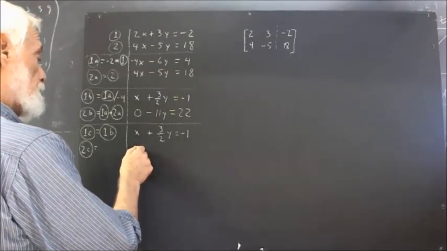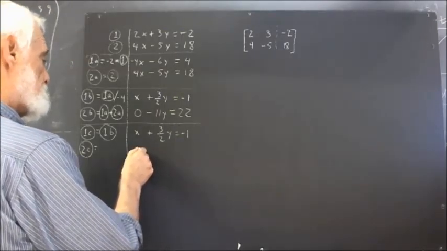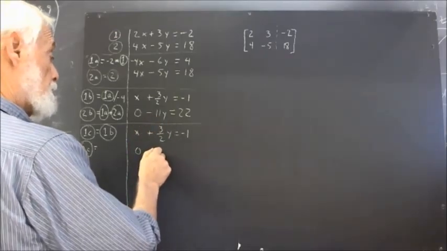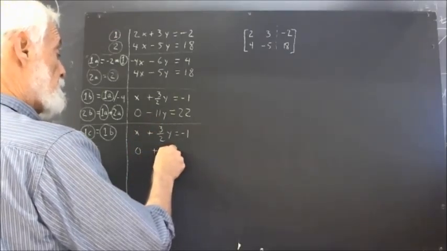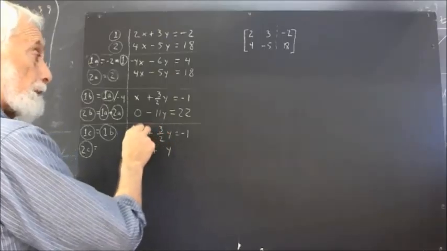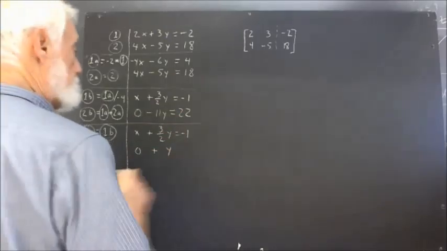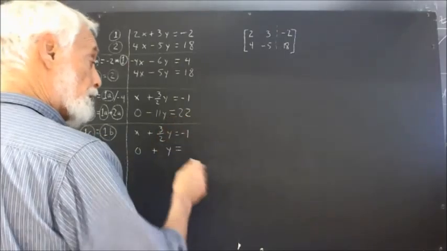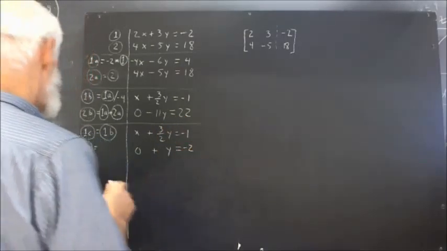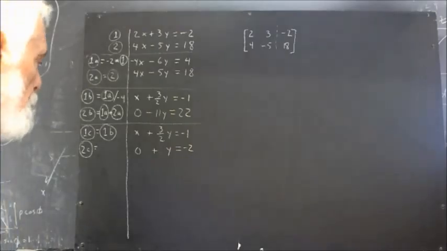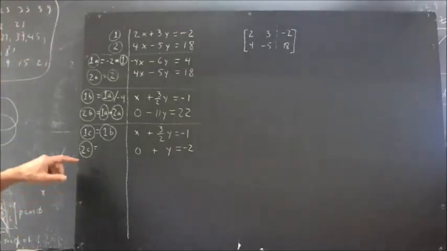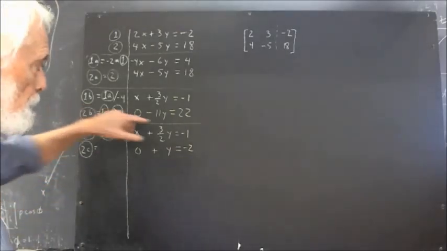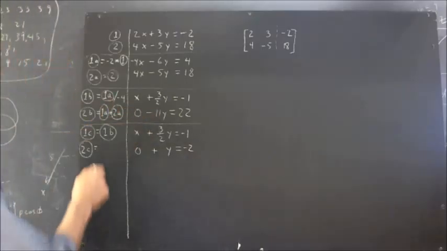Okay, so we're going to have 0. We're going to divide both sides by negative 11, so it's going to be 0. Well, negative 11y divided by negative 11 is just y. And that's going to equal 22 divided by negative 11, which is negative 2. And how do we notate it over here? Well, 2c is going to equal 2b, this equation, divided by negative 11.